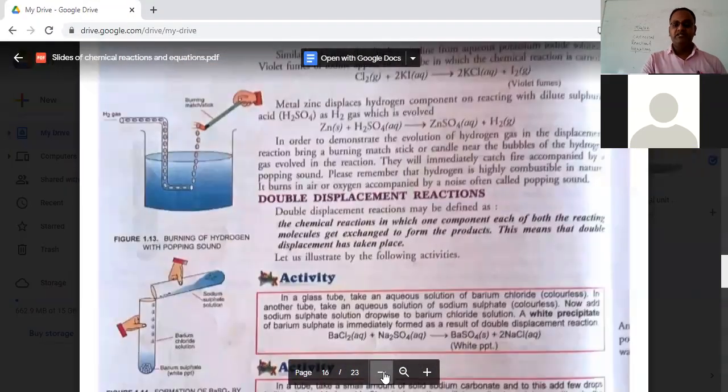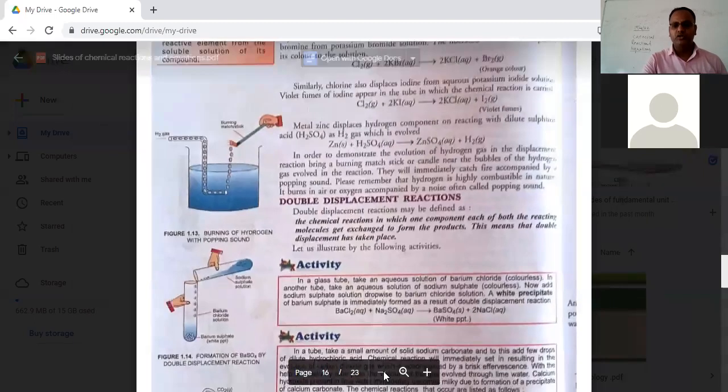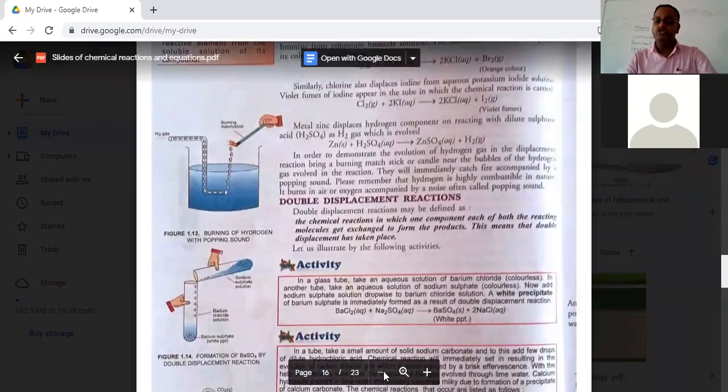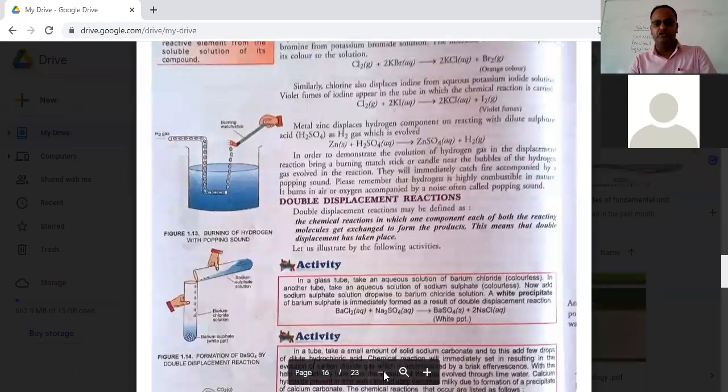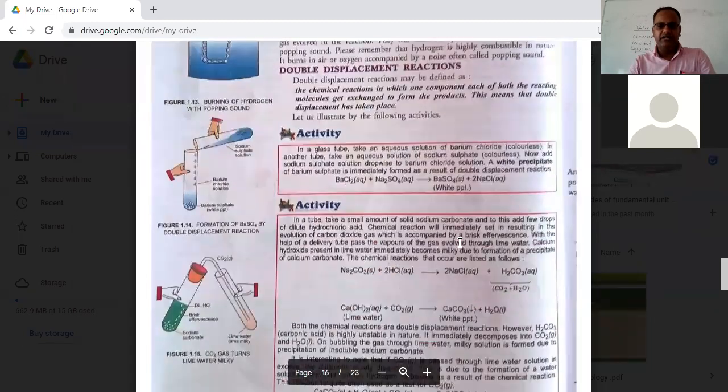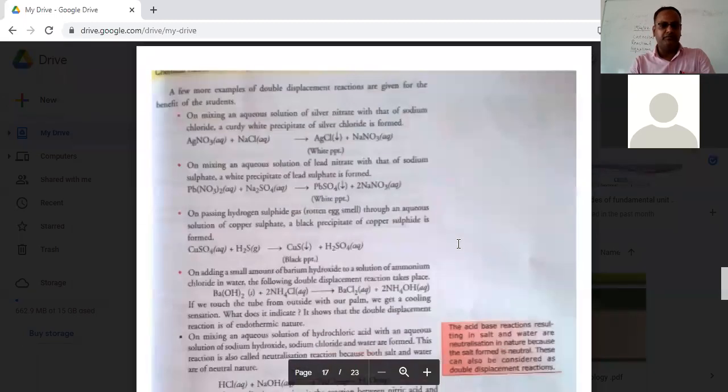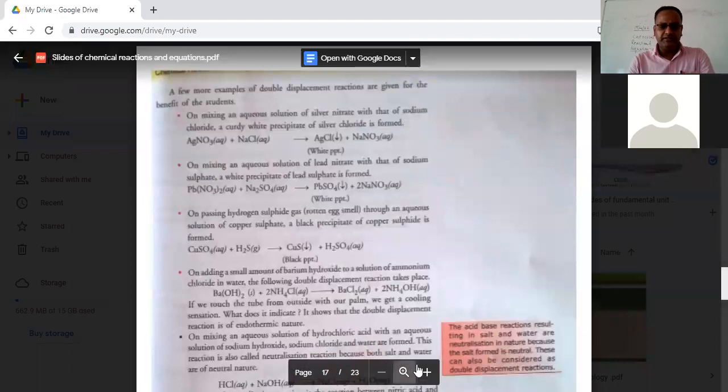It is a chemical reaction in which one component each of both the reacting molecules gets exchanged to form the products. This means double displacement has taken place, meaning here both the reacting molecules are exchanged. For example, if we are justifying this with a chemical equation, all of you look at this chemical equation.